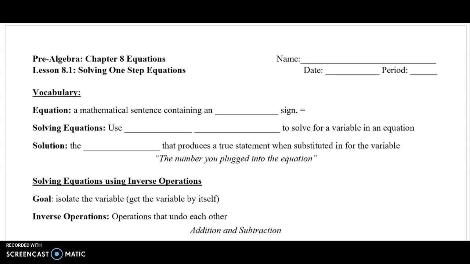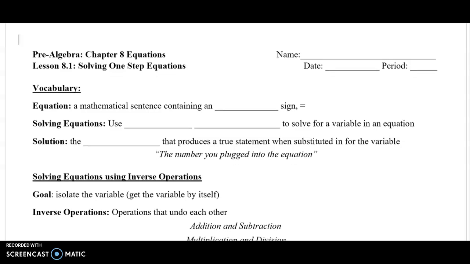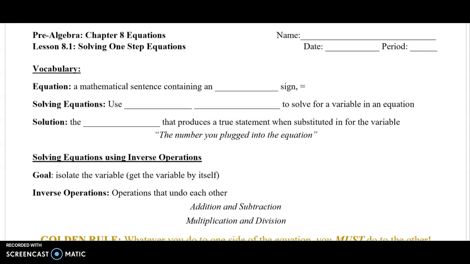So a couple vocab terms first. The first one we have is equation, and an equation is a mathematical sentence containing an equal sign. And then when we go into actually solving equations, what we're going to do is use inverse operations to solve for a variable in the equation.